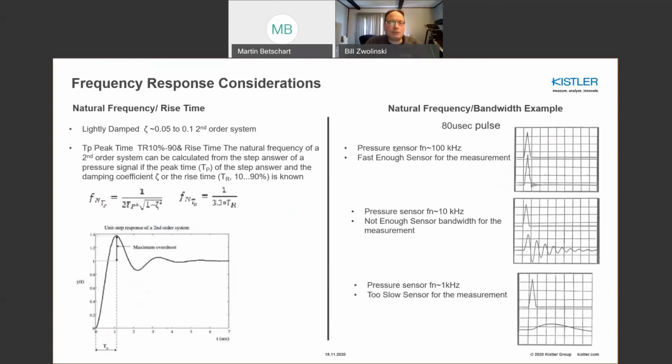I show here also natural frequency in terms of response time. You see here a pressure sensor that has, say, 100 kilohertz of bandwidth, and you have an 80 microsecond pulse. You see that it can measure that quite accurately. But if you have a much lower bandwidth sensor, you struggle to measure these very short duration events. So bandwidth is very important to pressure measurement, not only for accurately resolving the signal, but also for response time.